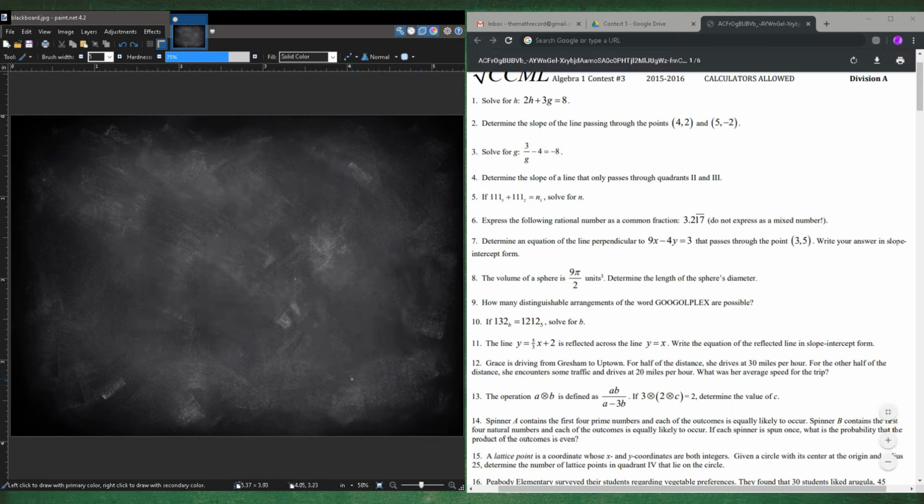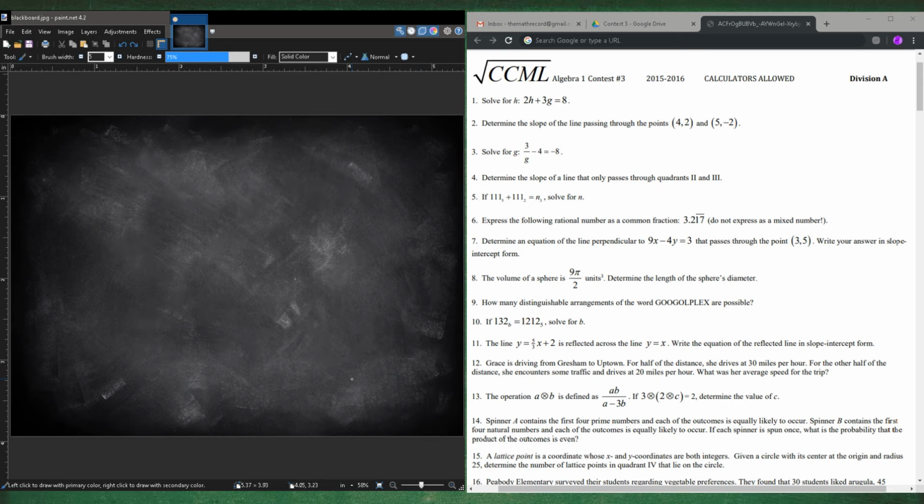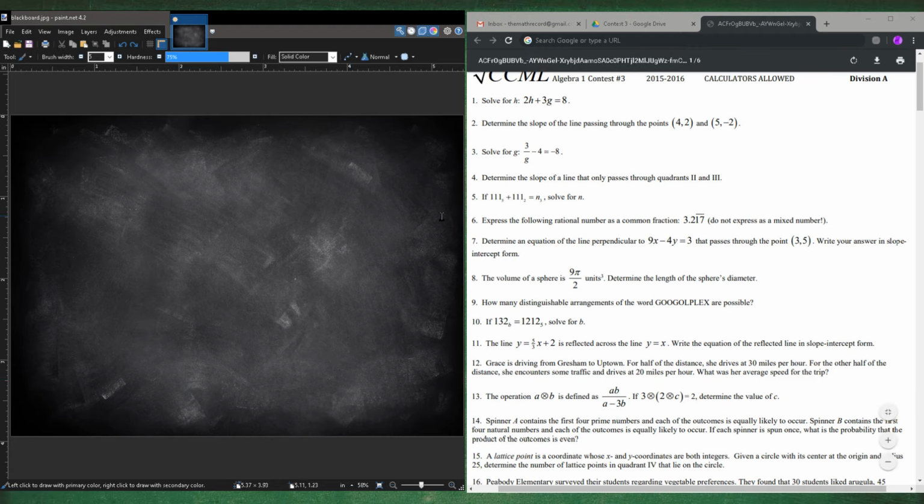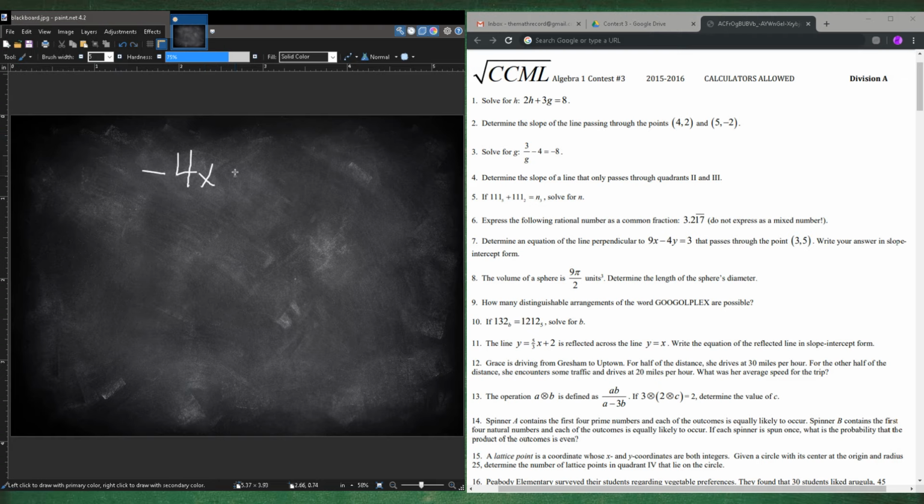Okay. Question 7. Determine the equation of a line perpendicular to 9x minus 4y is equal to 3 that passes through the point (3, 5). Write your answer in slope-intercept form. So an easy way to do it in this form would be to switch the numbers for x and y. So you have negative 4x, and then plus 9y. But then you're going to change the sign of the coefficient in front of the 9 to the opposite. So you're going to change it to negative 9y.